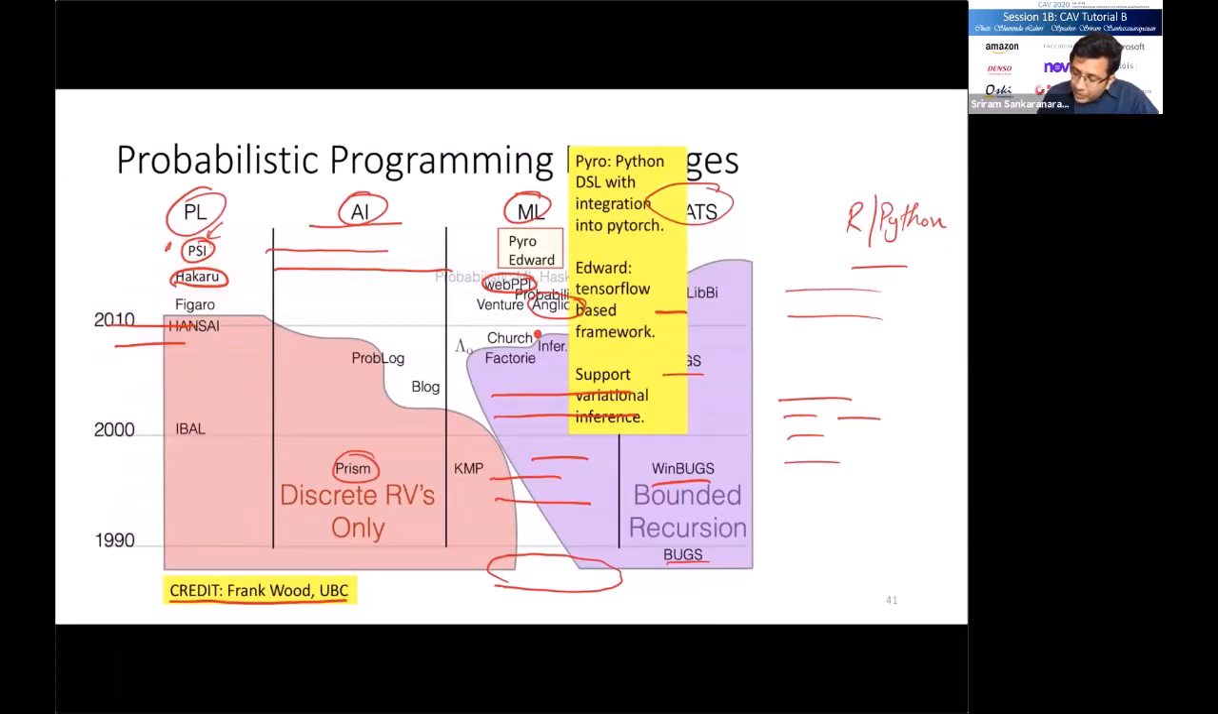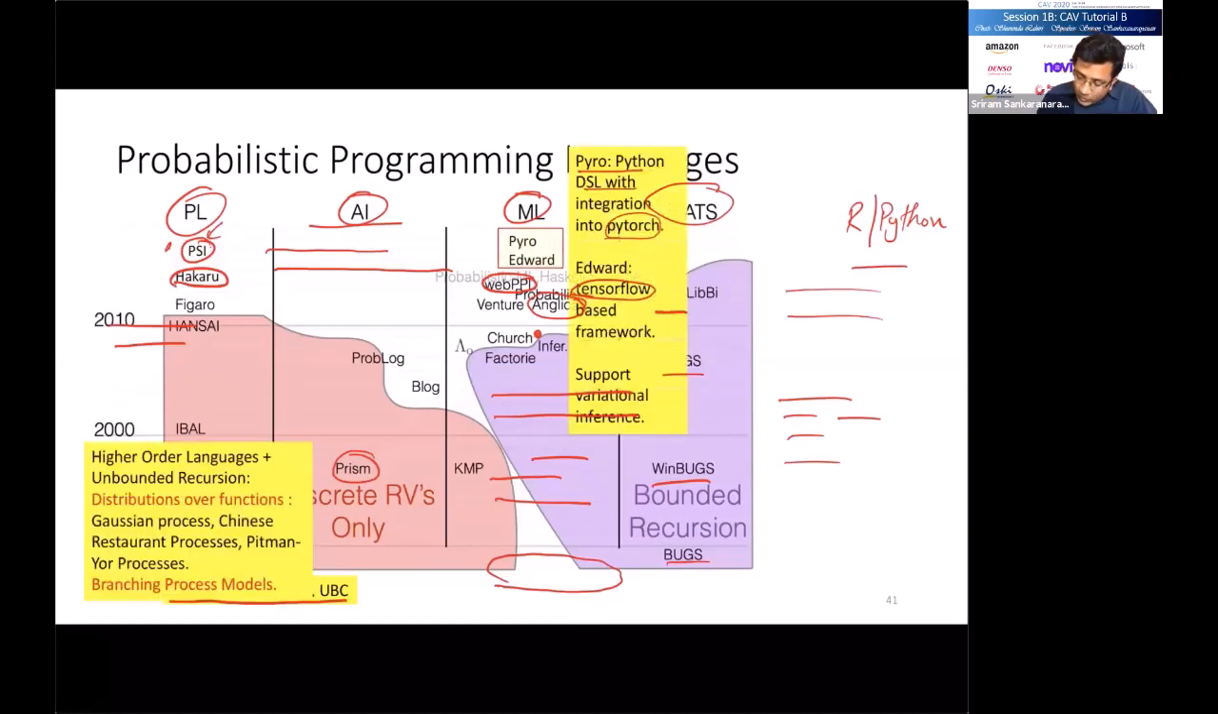I wanted to talk about Pyro, which is a domain-specific language in Python, which has connections to PyTorch. It uses PyTorch for optimization. Edward is a probabilistic programming language for TensorFlow, so it does Bayesian machine learning inside TensorFlow.